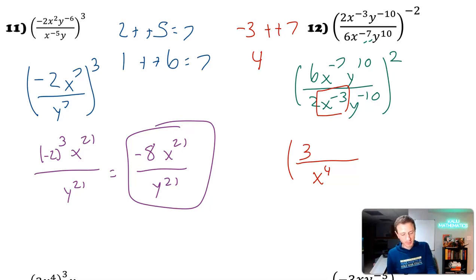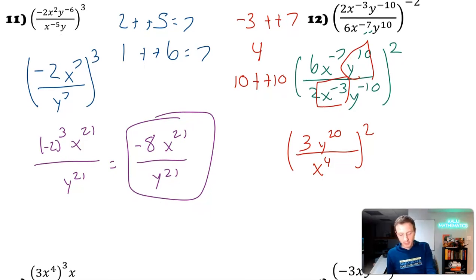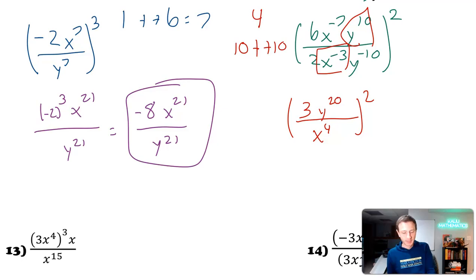And then the y's, big exponent of 10 minus a small exponent of -10. 10 plus 10 is 20. Big exponent was on the top, so y to the 20th, all being raised to the 2nd. Now we just deal with the power to a power. So I've taken care of all of my negative exponents, so this has become 3 to the 2nd power, y to the 40th, x to the 8th.